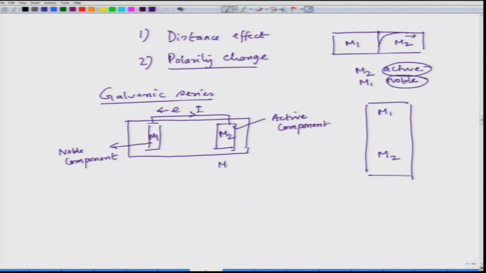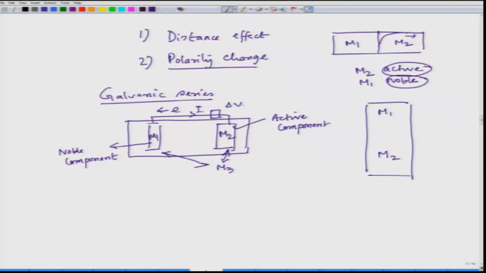Similarly, I have M2, M3, let us say this becomes my M3 component, and M3 can have a couple between these two, or it can have a couple between these two. Now, of course, you will have a voltage difference also, because whenever we have this couple, there will be a voltage difference. If this voltage is more, that means they are widely apart in that series, and if this del V is less in that couple, they are closely placed.